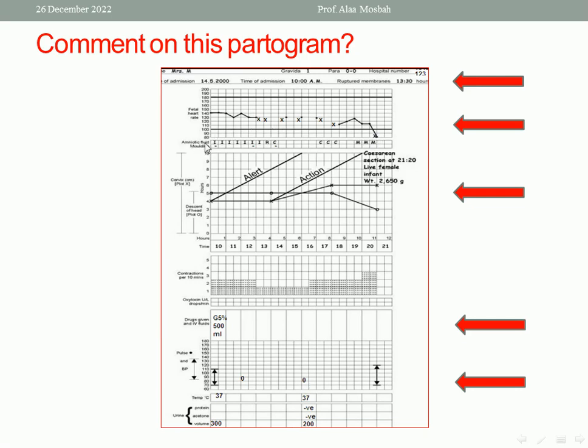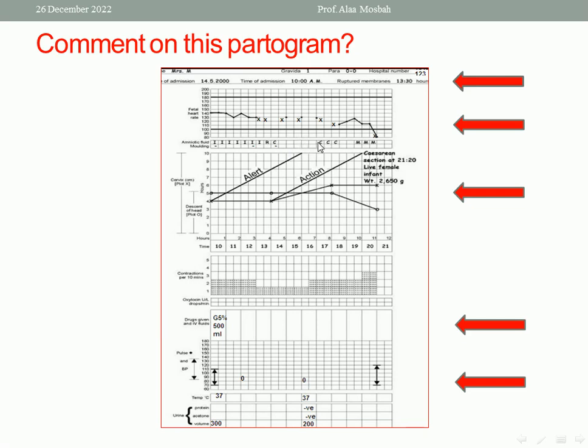Let us comment on the amniotic fluid. The membrane was intact in the first 4 hours, then ruptured, nearly after 4 hours at 13:30. So the membrane ruptured. What about the amniotic fluid? Is it clear? Yes, it was clear. C for clear, M for meconium, B for bloody.